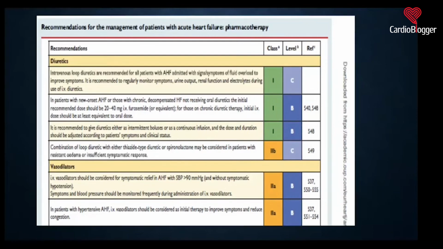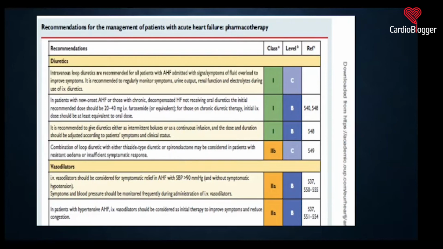Also, to break the hyperaldosteronism, all the patients should be managed with spironolactone or another drug like eplerenone, because hyperaldosteronism is one of the important mechanisms. So spironolactone is not only used for decreasing the mortality in heart failure, it is also used to prevent diuretic resistance. So that is one important thing which we should also consider.